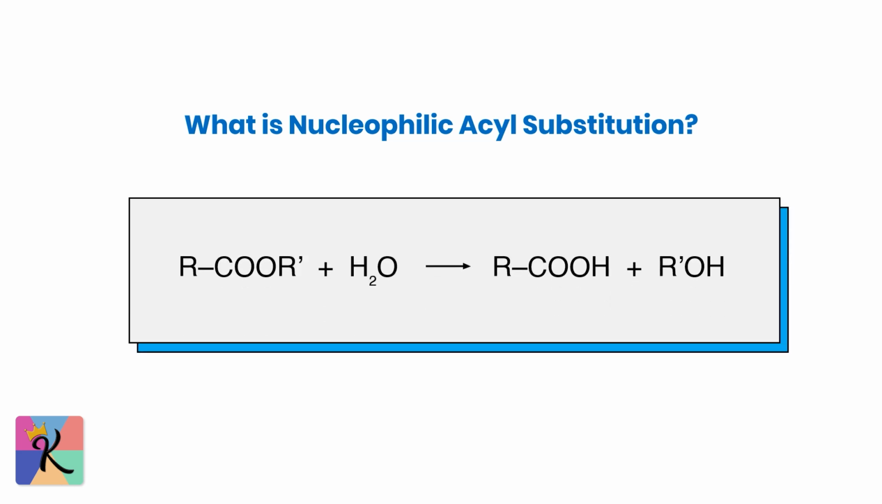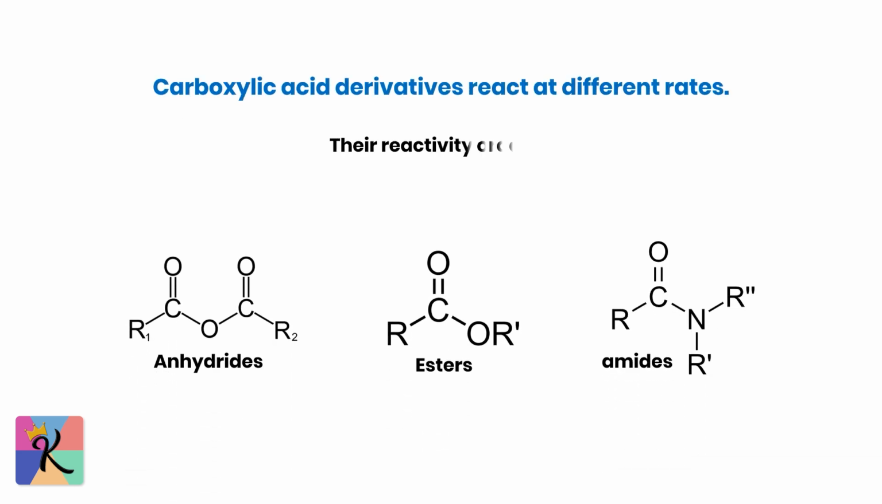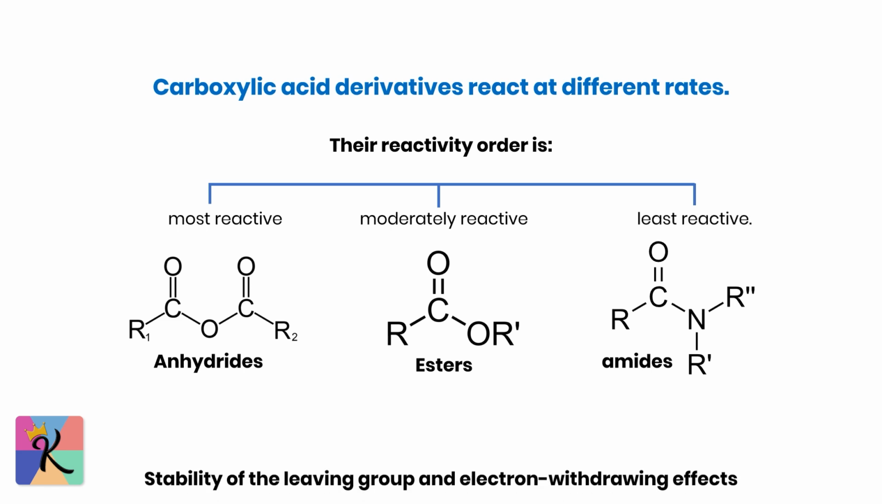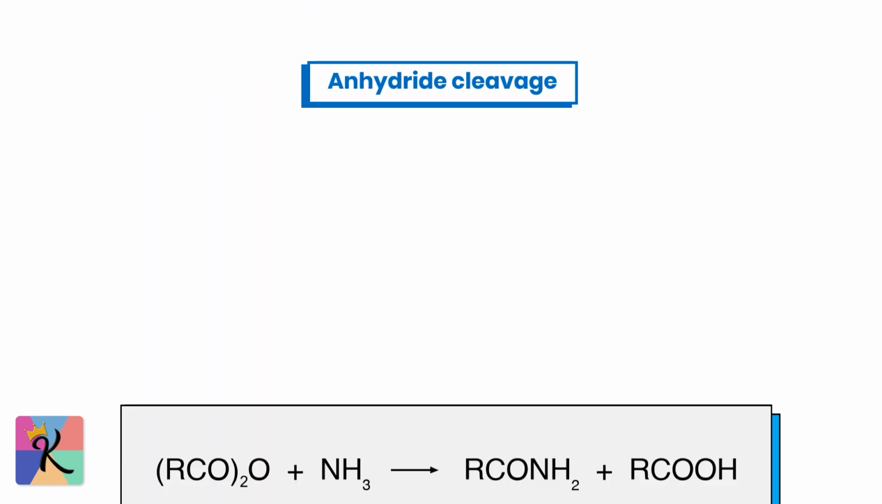The reaction begins when a nucleophile attacks the carbonyl carbon of a carboxylic acid derivative, displacing a leaving group. Carboxylic acid derivatives react at different rates. Their reactivity order is anhydrides, most reactive, esters, moderately reactive, amides, least reactive. This trend is influenced by the stability of the leaving group and electron withdrawing effects. Let's break this down with specific examples.